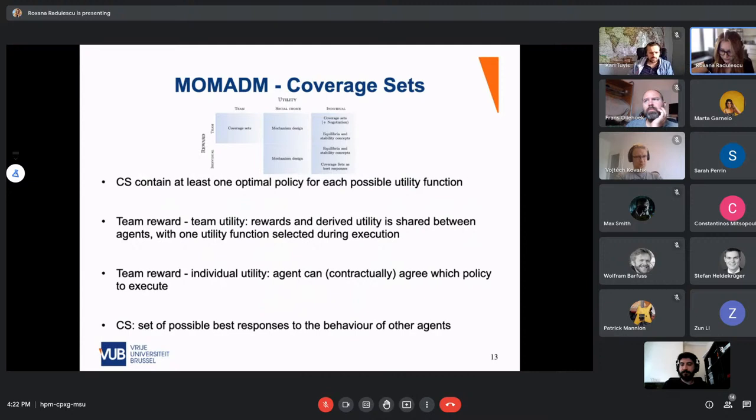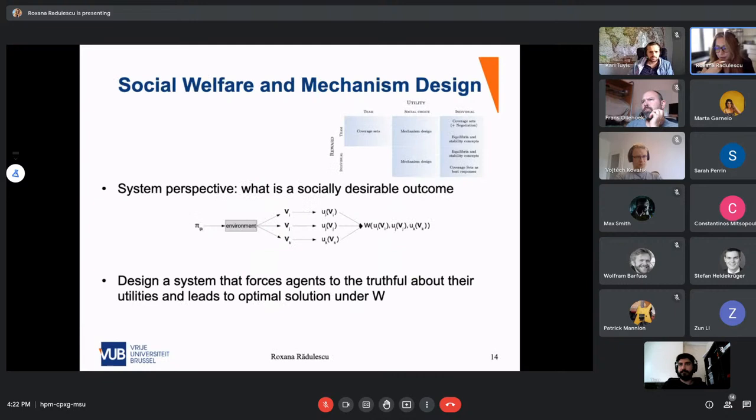Okay, next, when we are looking for a socially desirable outcome for a multi-agent decision-making problem, mechanism design is a key approach, but it's also the case in multi-objective settings. So this means that we can start taking a system perspective and decide what is a socially desirable outcome. I have here a small diagram for the individual reward, individual utilities setting. So the idea is to define W, a social welfare function that we want to optimize, and then we need to design a system that forces agents to be truthful about utilities. And then we need to find a solution that is optimal under this W we have defined.